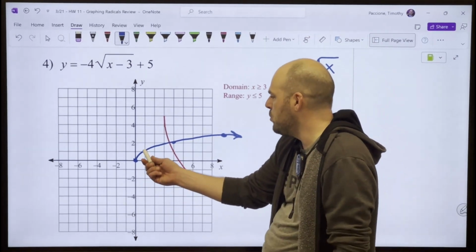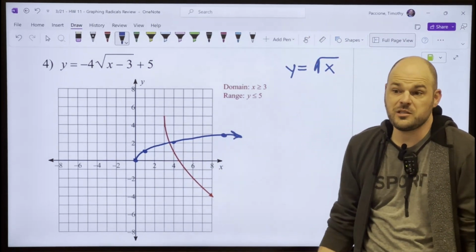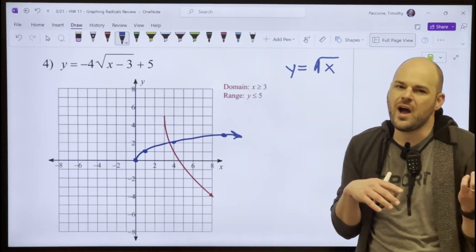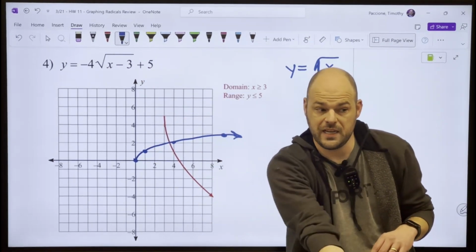What's the square root of 1? 1. What's the square root of 4? 2. What's the square root of 9? 3, right? So you actually don't need the pattern anymore. You still want it because it helps, especially if you move stuff around. But at least now you understand the pattern, right?